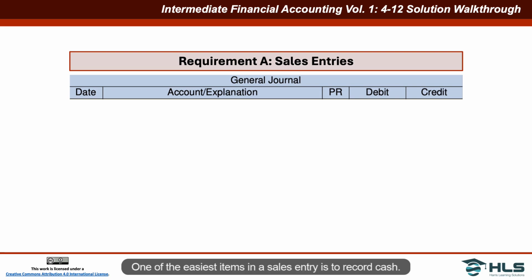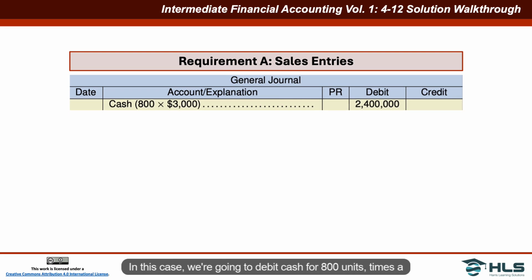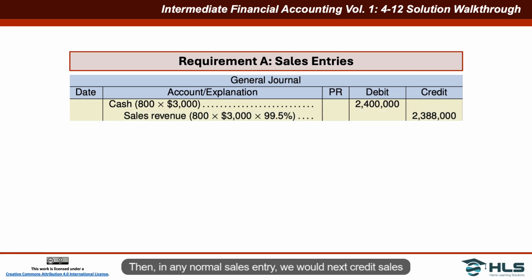One of the easiest items in a sales entry is to record cash. In this case, we're going to debit cash for 800 units times the selling price of $3,000 for a total of $2.4 million. Then, in any normal sales entry, we would next credit sales revenue for the same amount as the cash or accounts receivable.